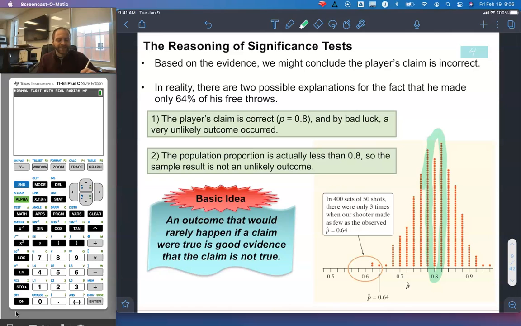We are assuming that he is in this area. So, assuming that claim is true, an outcome way out here in this tail that would rarely occur, 3 out of 400, if the claim were true, shows that this cannot be true. What we saw and what we witnessed should not have happened. And we witnessed it. There's a very small chance that we would. So that means there's very good evidence against his statement, and his statement is not true.